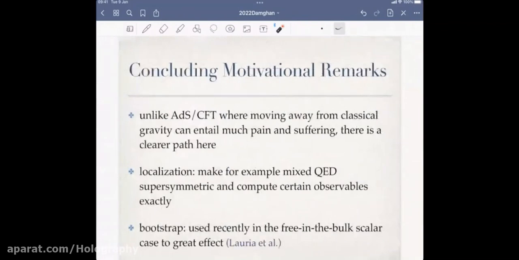So unlike AdS/CFT, we're moving away from classical gravity. Well, this is a little bit of hyperbole; it can entail much pain and suffering. I think there's a clearer path here. On the AdS/CFT side, you start with, I don't know, classical supergravity, and then do you really want to push that into some stringy limit or some quantum gravity limit? Because that's what you really need to do to walk away from the infinite strong coupling region on the field theory side.